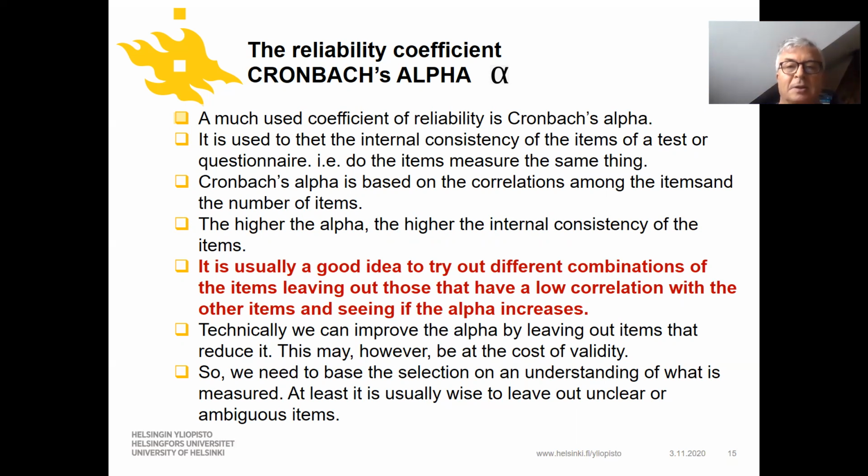And it typically measures the internal consistency of the items. It's based on the correlations between the items, and also on the number of items we have. So if you want to make a questionnaire or test with a better reliability, higher alpha, then the typical way is, first of all, to check if we have bad items in the set. If we leave out the bad ones, it improves the alpha.